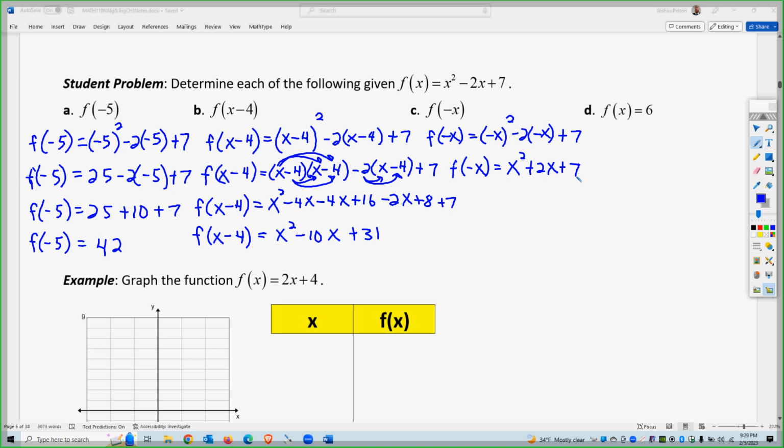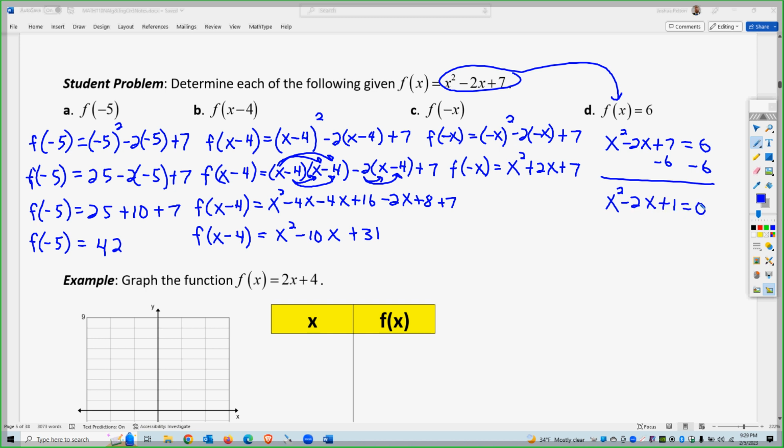All right, so in this case, we know the function is 6. That means x squared minus 2x plus 7 is 6, right? Because this is f of x, which we're just replacing there. So I'm going to subtract 6 from each side. So I get x squared minus 2x plus 1 is equal to 0.